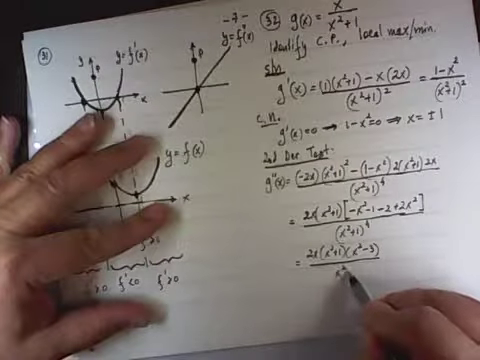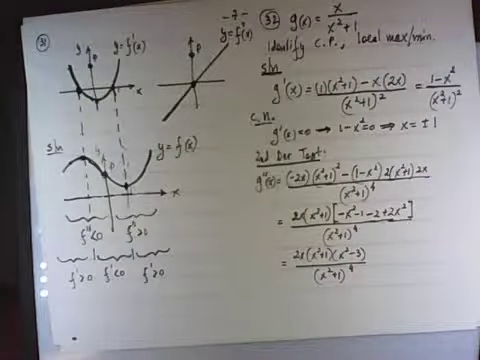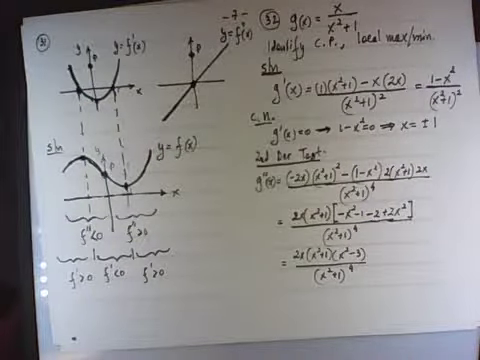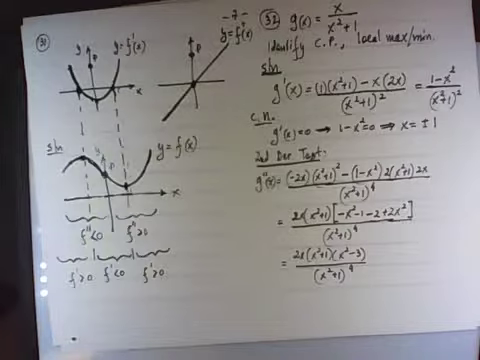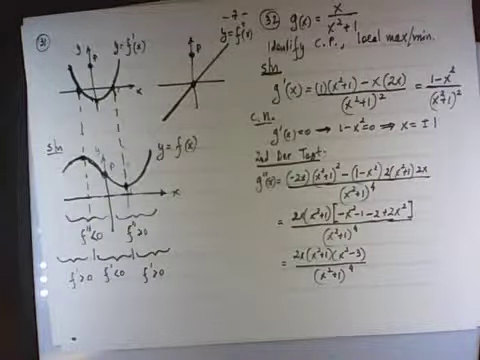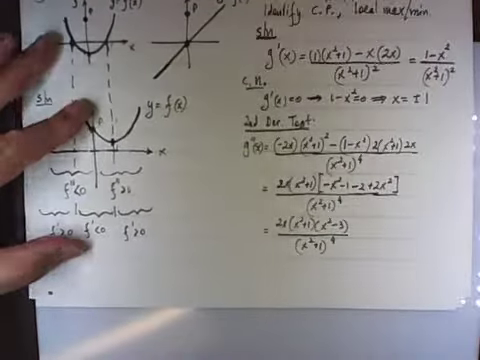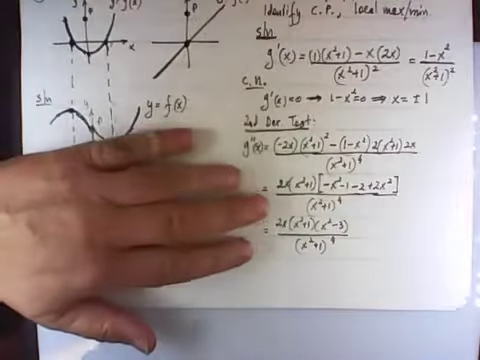We don't need to do it. We need to do it only if they ask us for inflection points, because then we need to know when the second derivative equals 0. All we need to know is when the second derivative is positive and when the second derivative is negative. So I did more than required.